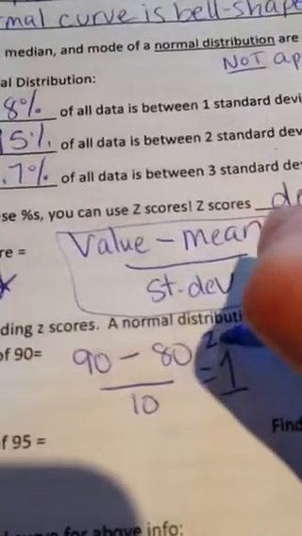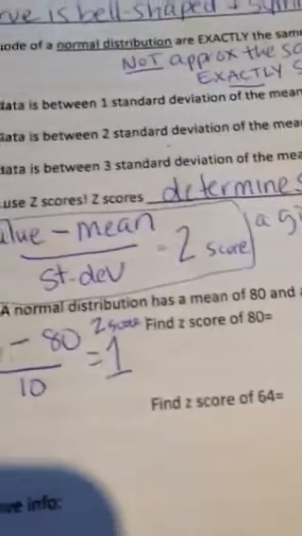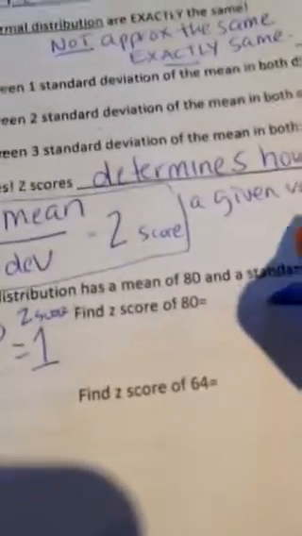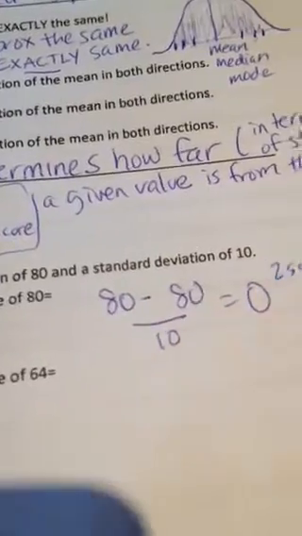Now that's called the z-score. So you can do that with all of these. These are just practice. So here if your value was 80, you would do 80 minus the mean, which is actually 80, divide by 10. So 80 minus 80 is 0. 0 divided by anything is 0. So here your z-score is 0.